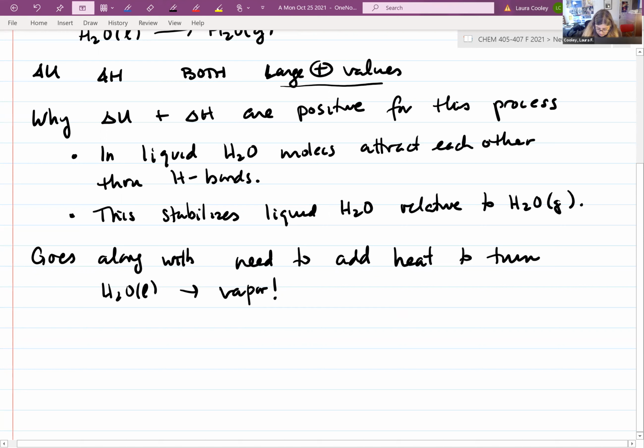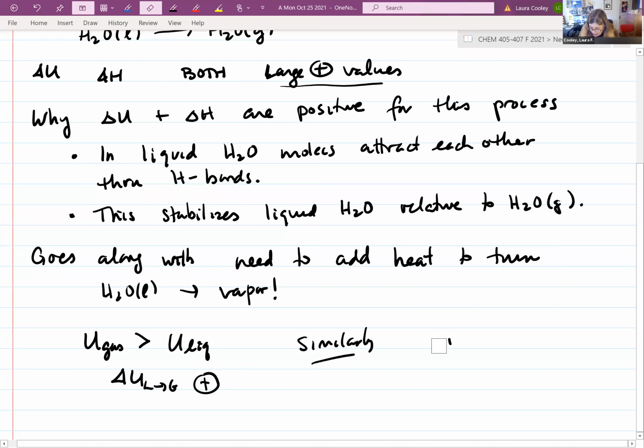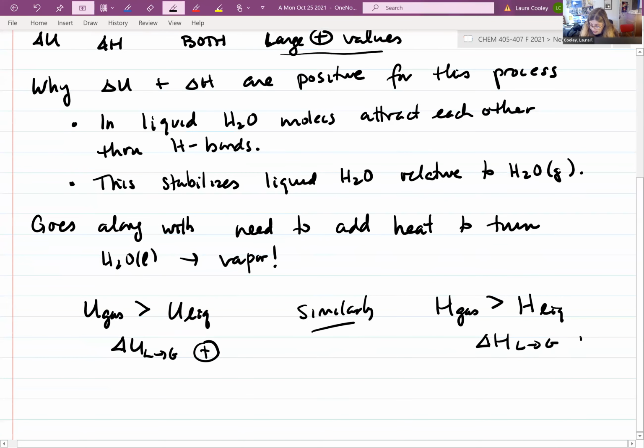So, anyway, liquid water is more stable. Liquid water has a lower potential energy, and both the internal energy and the enthalpy of liquid water are lower than the corresponding quantity for the gas. So I would say that U gas is greater than U liquid. So the delta U for liquid to gas is positive. And similarly for H, the same thing exactly. The enthalpy of the gas is greater than the enthalpy of the liquid. Delta H for liquid to gas is positive.